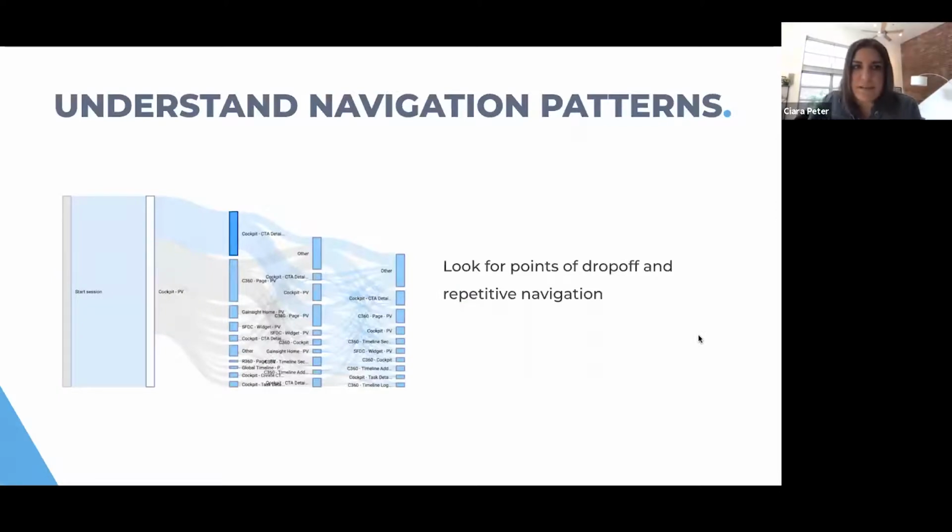The first one is understanding user navigation. In this example, we're looking at Gainsight PX analysis, but this really can be done with any sort of product analytics tool. We have a feature called the cockpit. The cockpit is a list of tasks, and you'll look at the list of tasks and then you might want to see more detail.